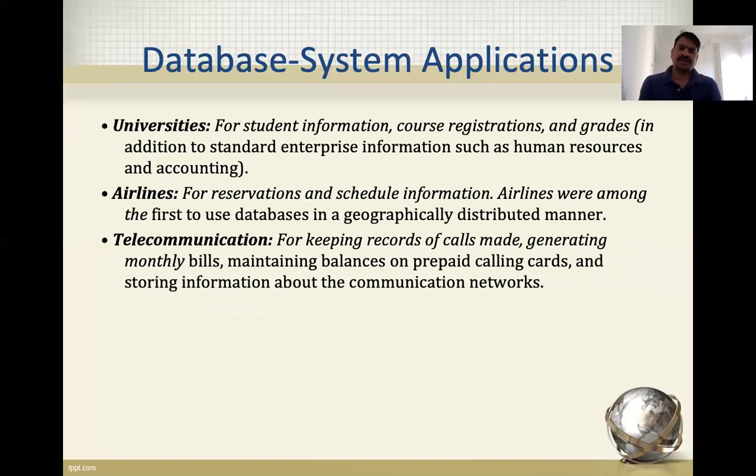Then we have different applications, like in universities, as we have just discussed. For student information, we can make a database management system. For course registration and maintaining grades, we can create a database management system. And in addition to standard enterprise information such as human resources and accounting, we can use a database management system. Then in airlines also, for reservation and scheduling information, airlines were among the first to use databases in a geographically distributed manner. That is a concept that we'll see later on, the different types of databases. One is the distributed database, which we'll see later.